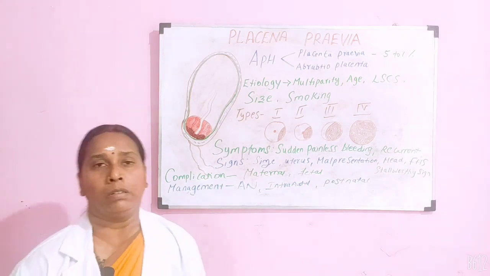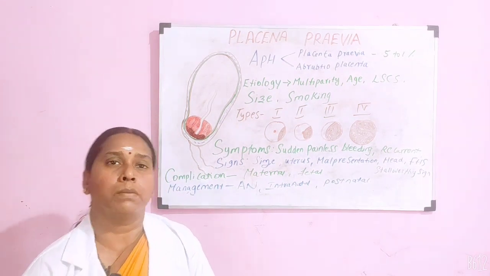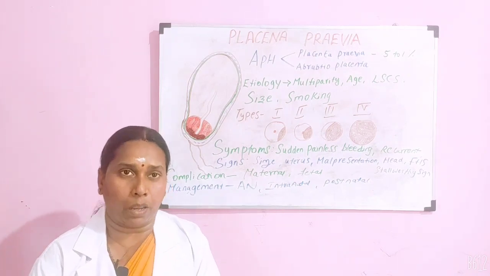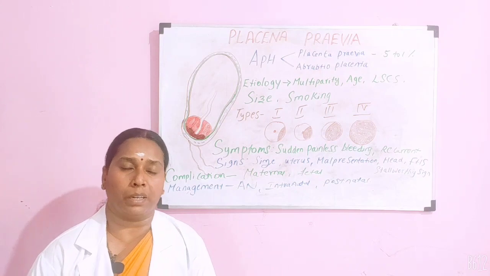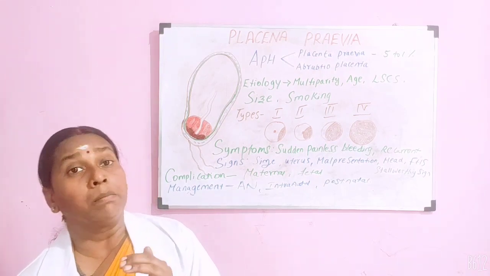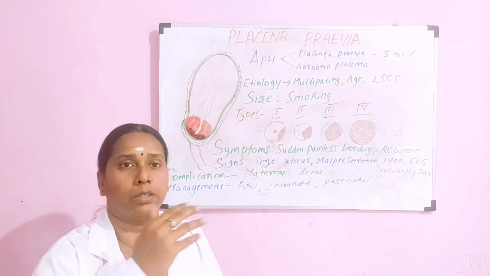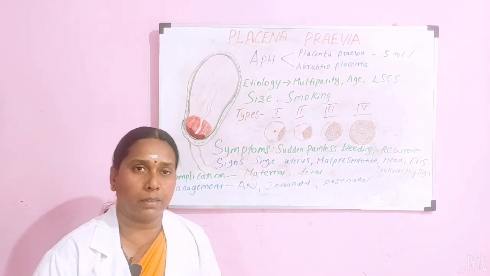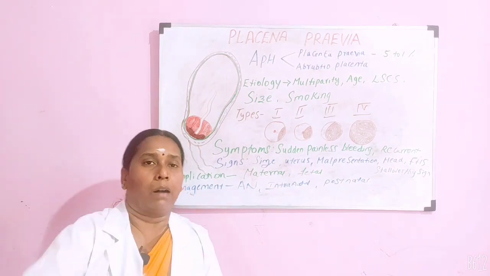And then we are going to see the mother is going to have malpresentations. Malpresentations can be either shoulder presentation, a breech presentation, or whatever it is, but there is going to be malpresentation constantly, because the lower uterine segment is already occupied with the placenta, there is no space for the fetal head to get fixed up in the pelvis.